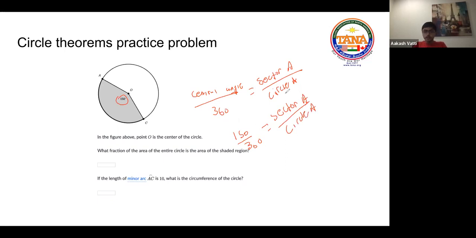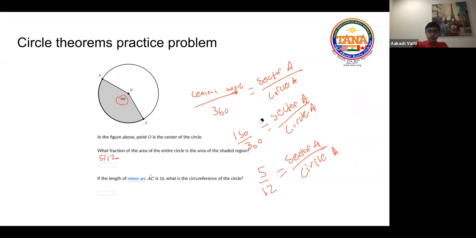Then when you do the math, it should give you 5 over 12 equals sector A over circle A. So the area of the shaded region is 5/12 of the area of the whole circle. So 5/12 is the answer.